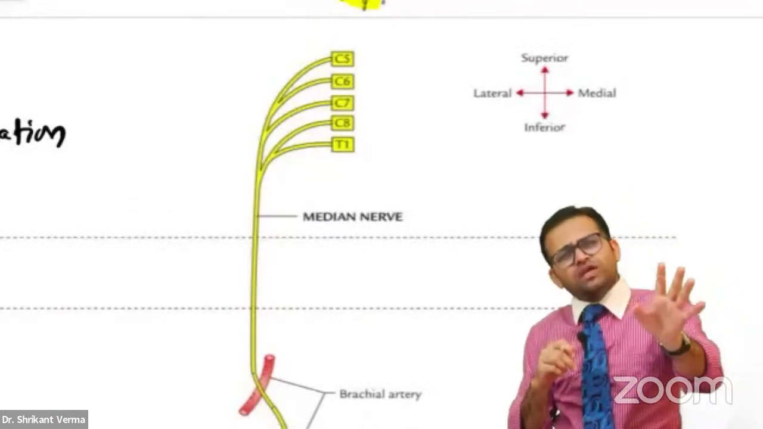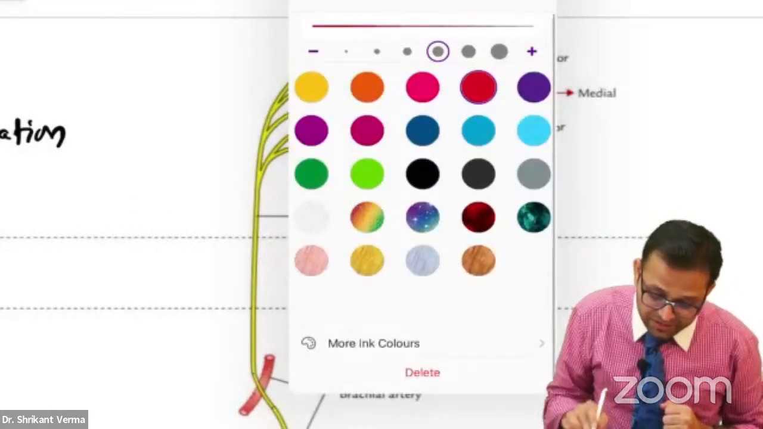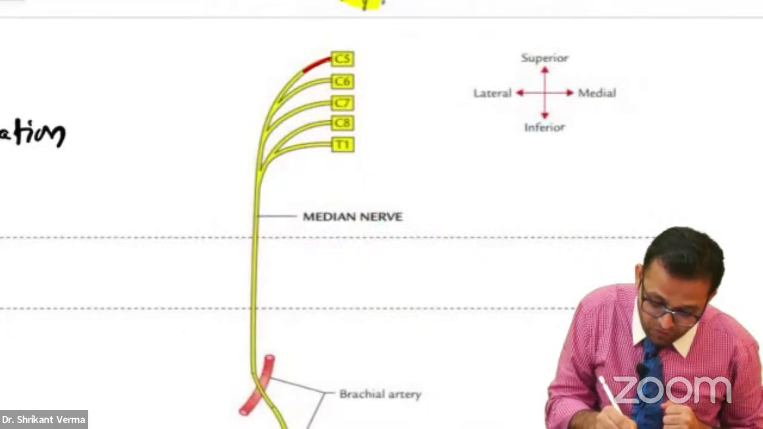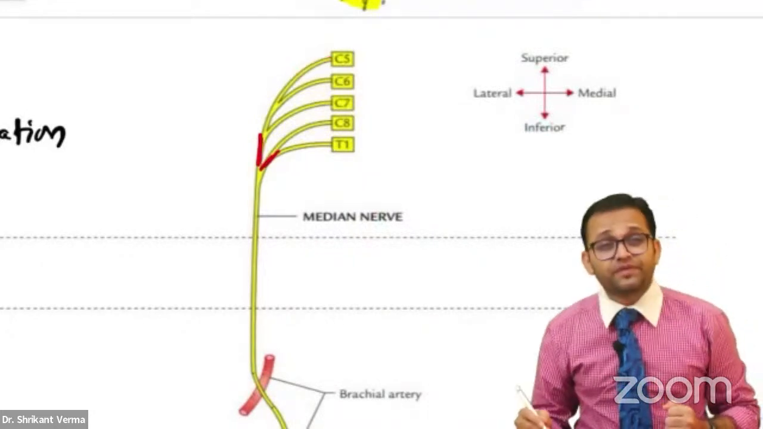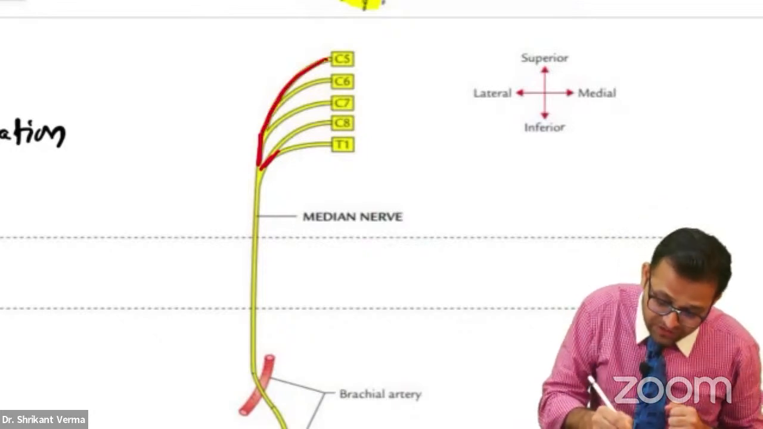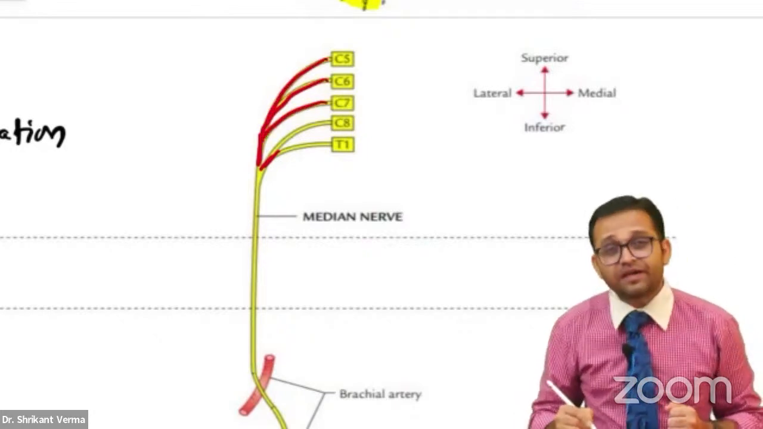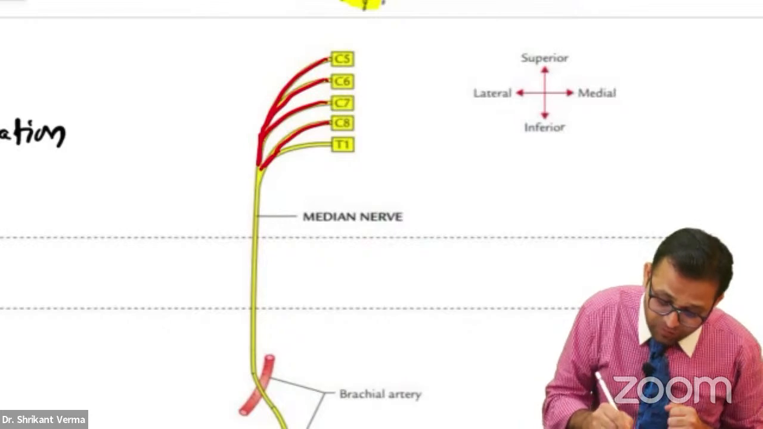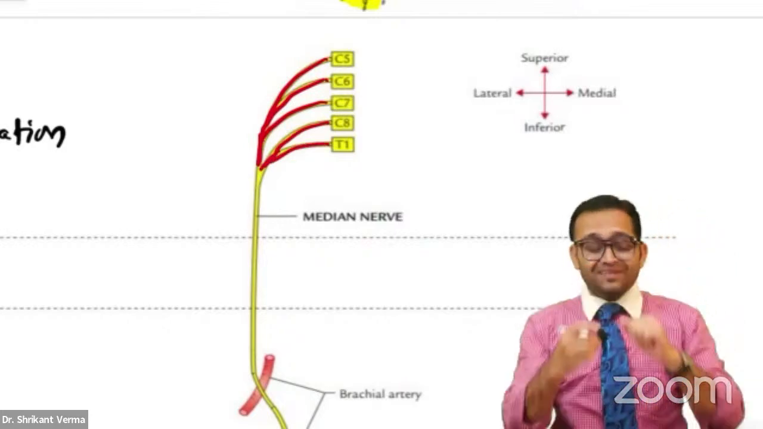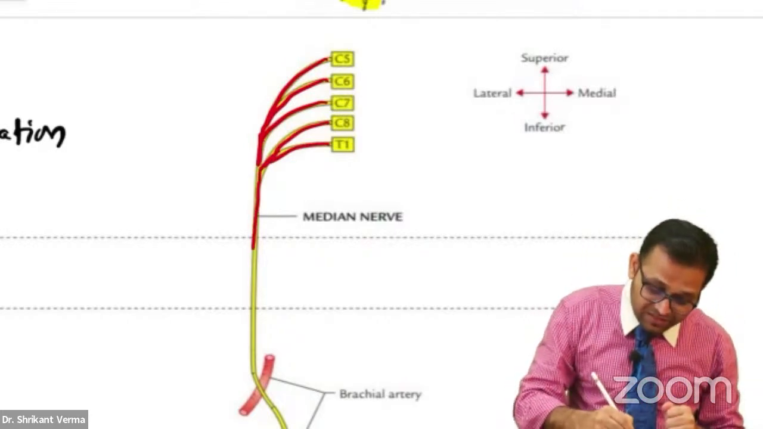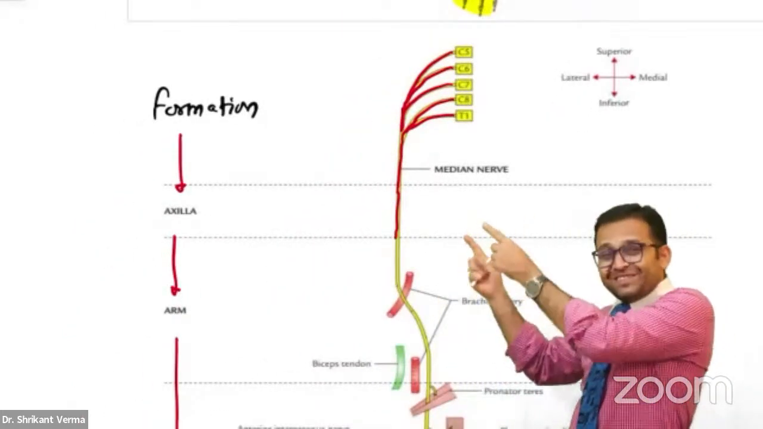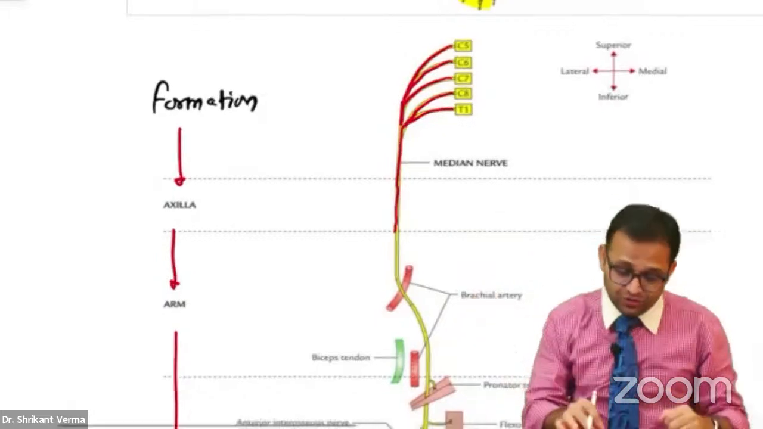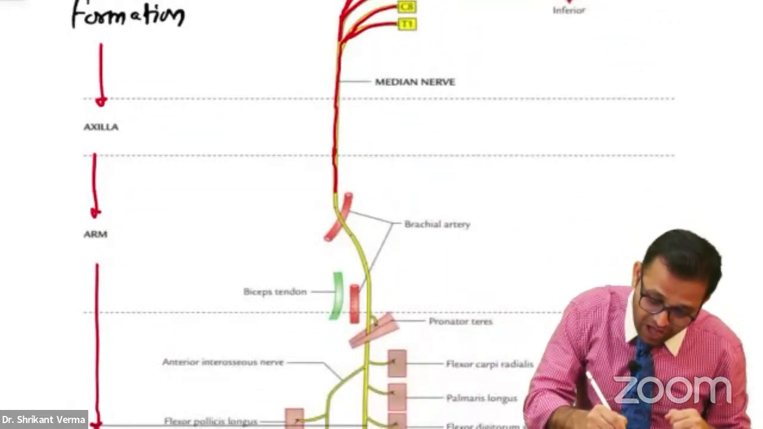Very easily it will be understood. This median nerve is formed with the help of 2 roots, the lateral root and the medial root. The lateral root is formed by C5, C6, C7, while the medial root is formed by C8 and T1. Now this median nerve is running in the axilla. How many branches? No branches. Your viva question, MCQ.